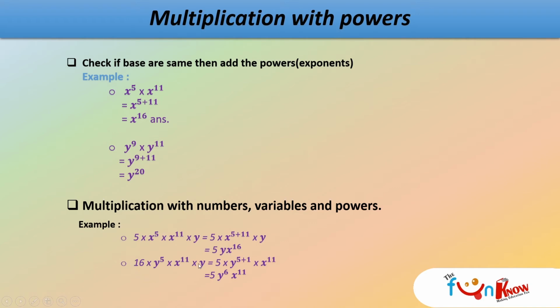Check out this example, students. 5 into y raised to 5 into x raised to 11 into y. You can see y is a common base, so you can say 5 as it is. For y, you can see y raised to 5 and a single y, that means obviously it is 1, so 5 plus 1, and x raised to 11 as it is. So now the answer will be 5 y raised to 6, x raised to 11.